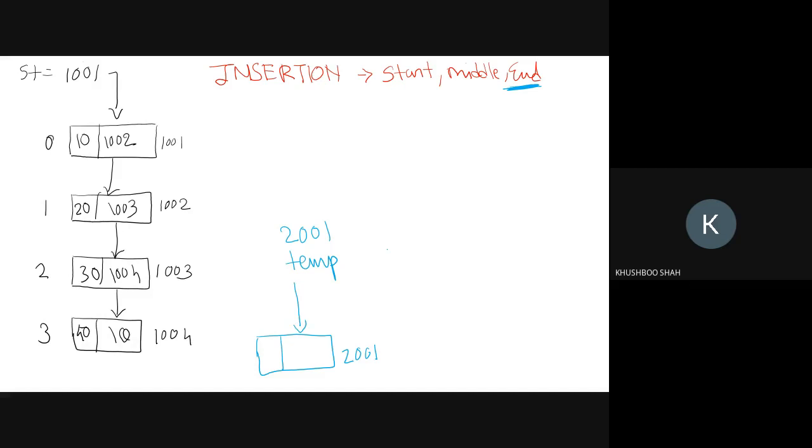Now, what is the idea? The idea is to insert this node at the end of the linked list. So I can create the link from this node to this node, right? But how can I reach this location? Anyone? How can I reach the end? Because I can only start the traversing of the linked list from this ST. This is my beginning, right?